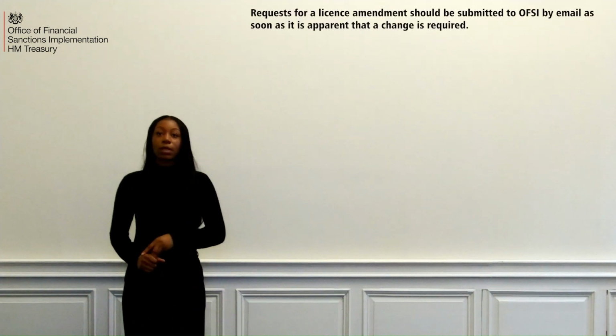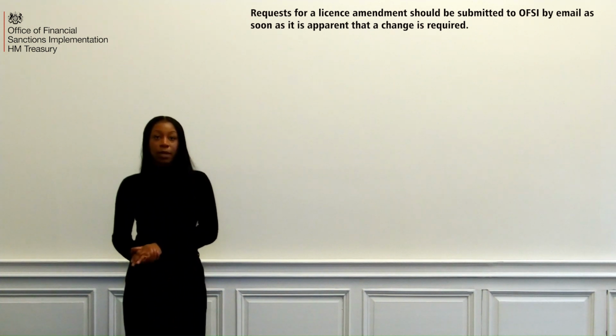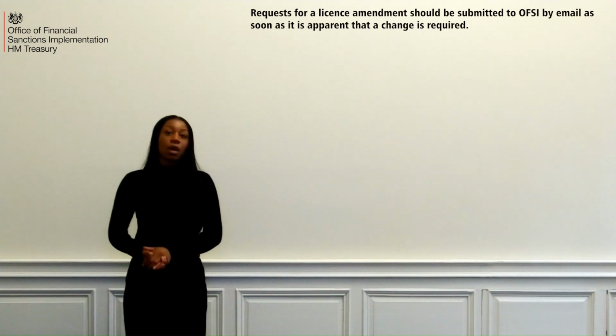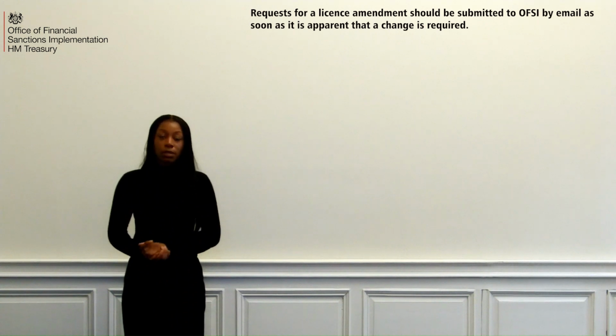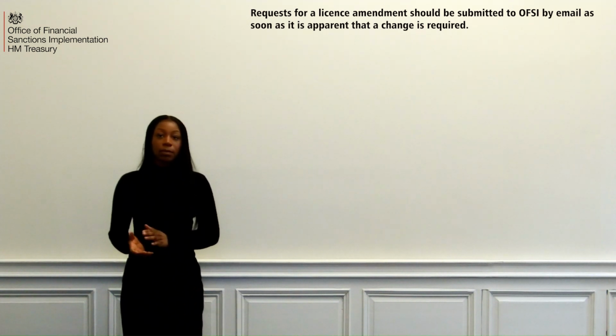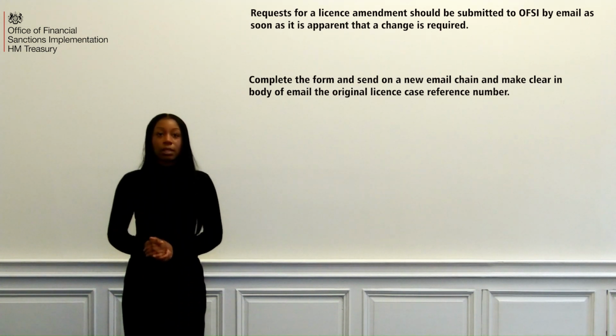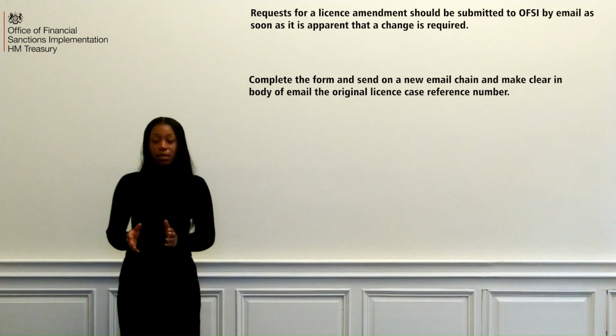So what we expect from applicants when it comes to amendments, we've now introduced a new policy. If you have any amendments, variations or extension to a license that you would like to request, then you will submit that to OFSI via email, a new email chain for that change request. You need to ensure that you've completed a full application form to send in that email chain, and also make sure the original license case reference is clear in the body of the email subject.